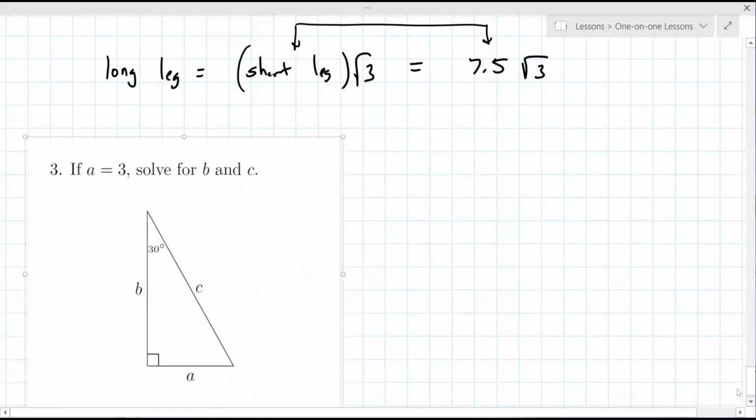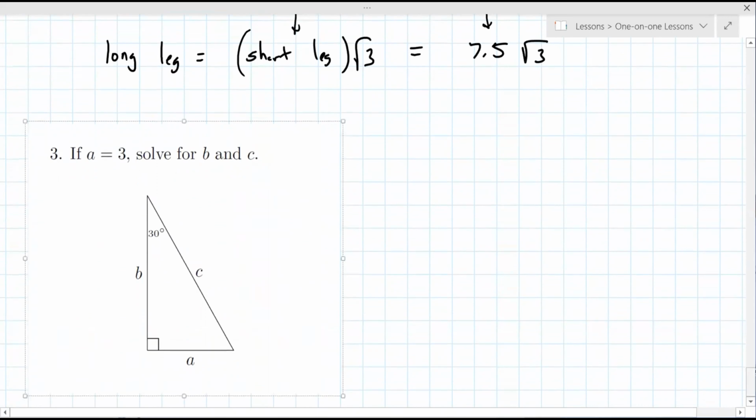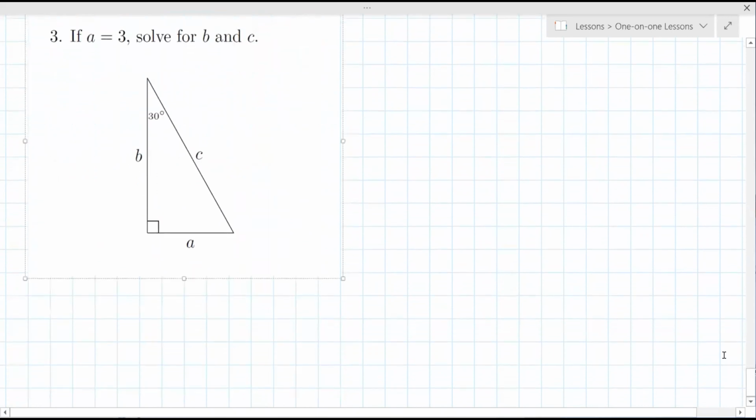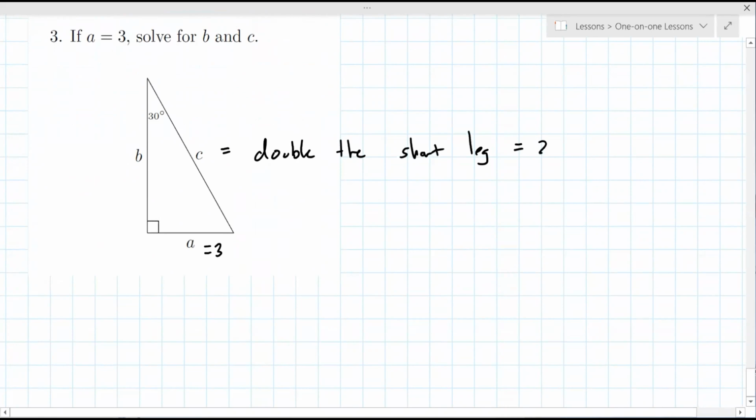So in this picture here, is A the short leg or the long leg? Short. Short leg, because it's across from the 30 degrees. So the short leg is 3. You always find the hypotenuse from the short leg. The hypotenuse is double the short leg. And what is the short leg? 3. So it's 2 times 3, which is 6.